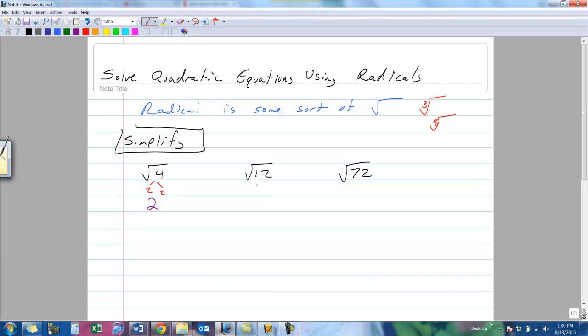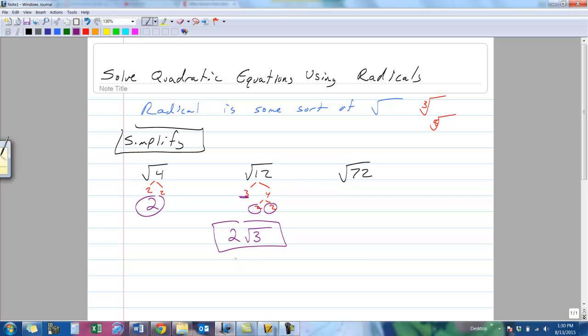But 12 is not a perfect square. Still, we're going to do the tree. We're going to do 3 times 4. 4 breaks down to 2 and 2. So, in order to get out of radical land, you need a buddy. In this case, there's a pair of 2's, so a 2 comes out, just like it did here, right? However, this 3 did not have a buddy. So unfortunately, sadly for this guy, 3 got left behind. So root 12 breaks down to 2 root 3.